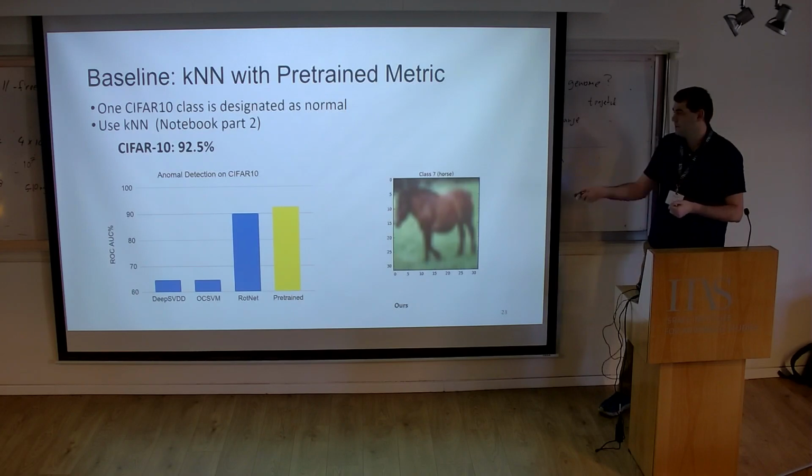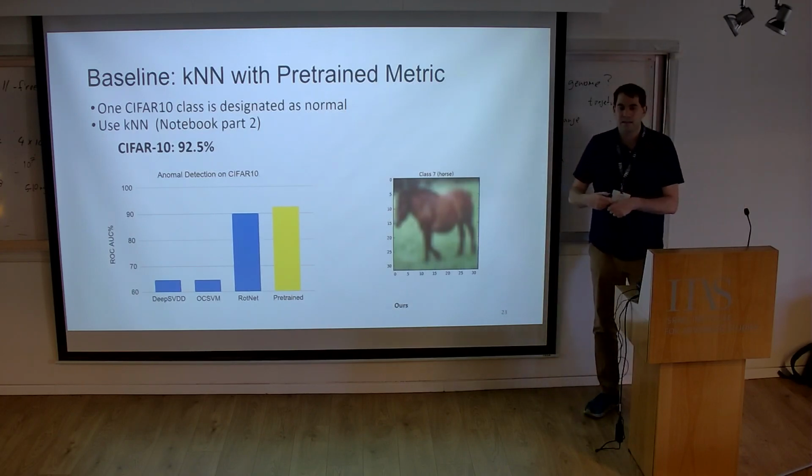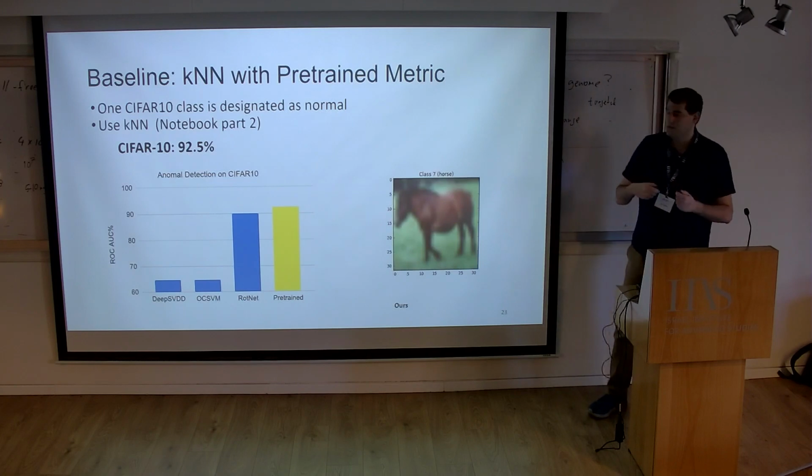We take one class, for example, the horse, as the normal class. An anomaly is anything coming from the other classes. And then you could also try your own data.